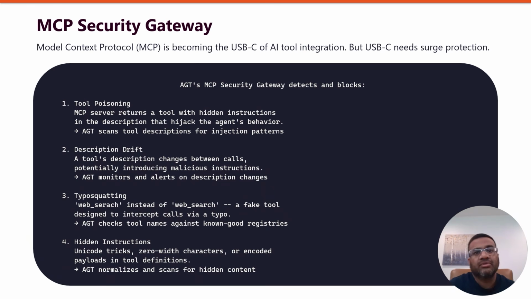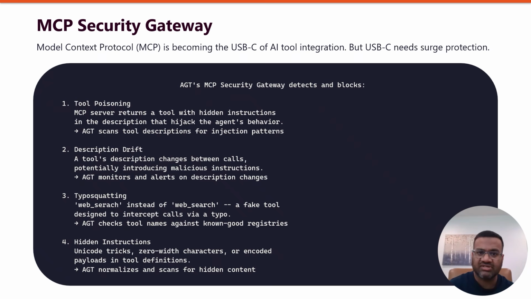Let's talk about MCP, the Model Context Protocol. MCP is rapidly becoming the standard way AI agents discover and use tools. Think of it as USB-C for AI, a universal connector. But just like USB-C needs surge protection, MCP needs security. AGT includes an MCP security gateway that addresses 4 critical attack vectors.